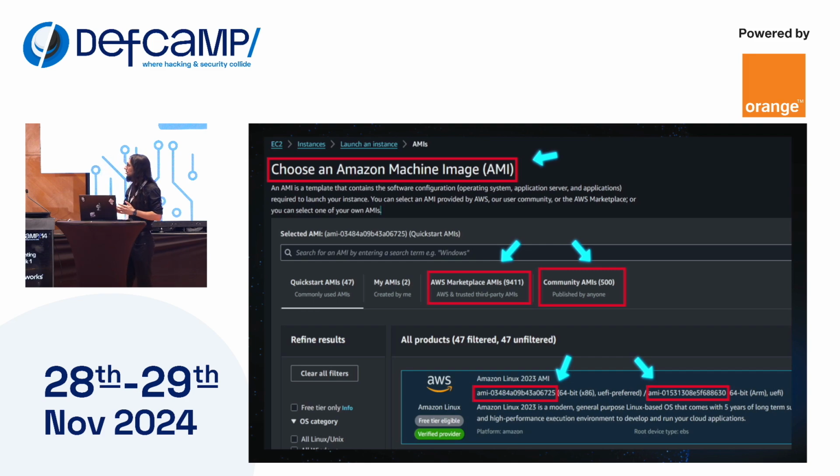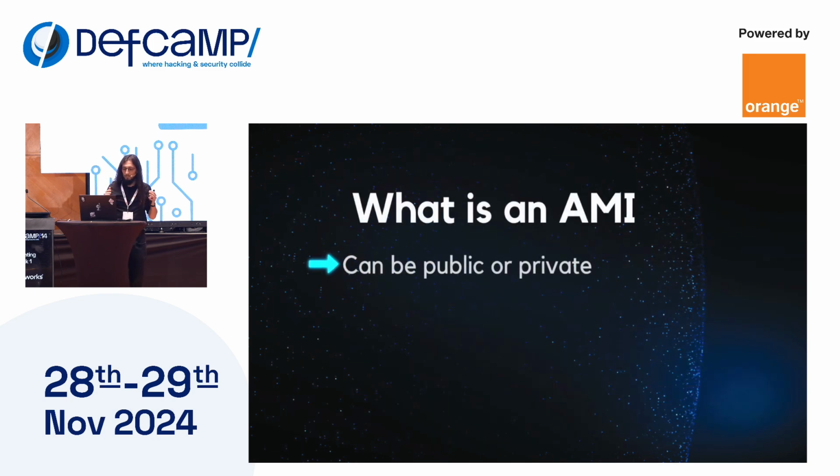We have marketplace AMIs that are official and published by AWS and third parties. And we also have community AMIs, which are published by anyone. Now, obviously, since you can put your own source code and secrets in an AMI, you don't actually want to make it public. And that's why AMIs, by default, are private. It's actually very hard to make them public, and from our tests, there is absolutely no way to make an AMI public without acknowledging the risks involved.